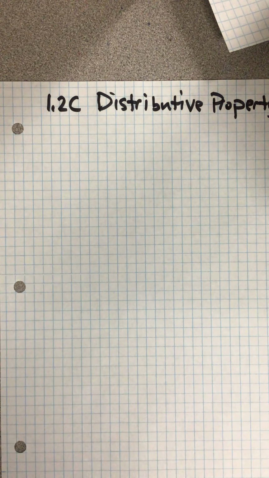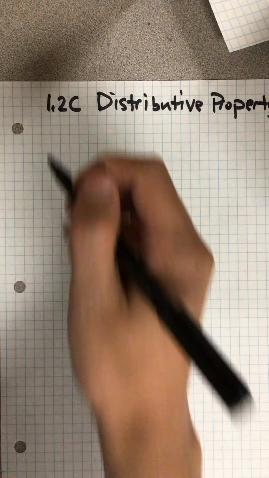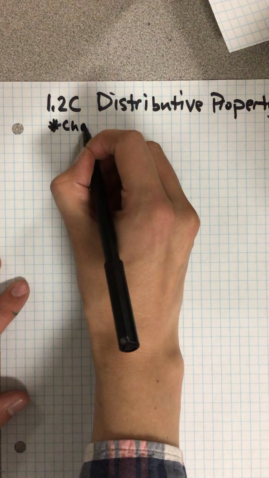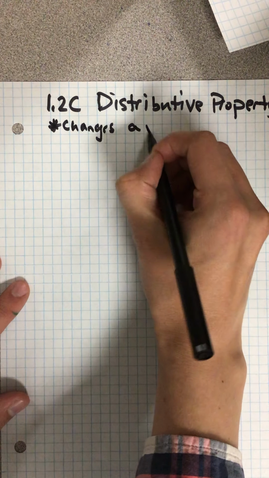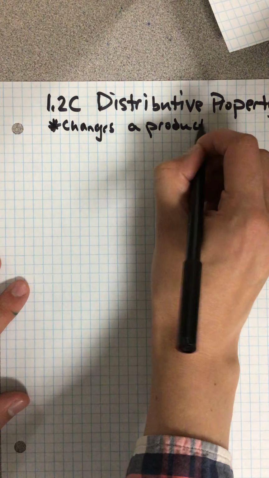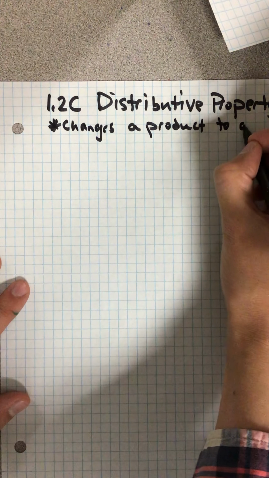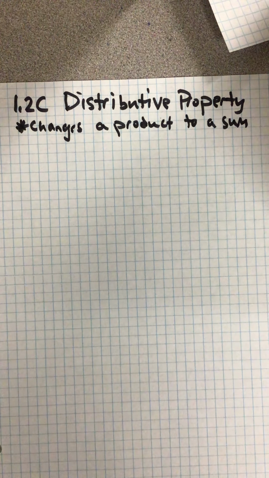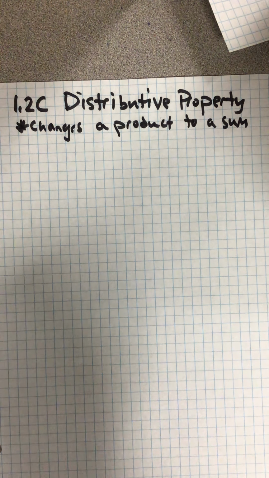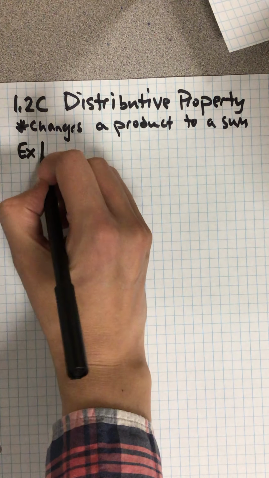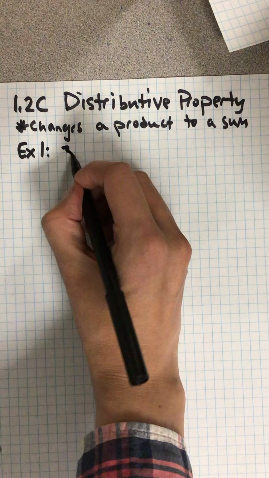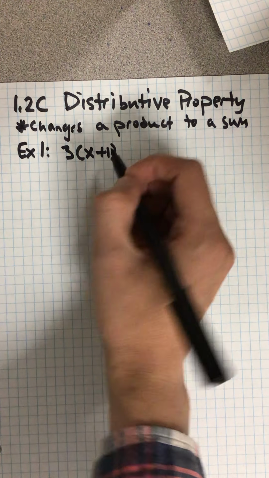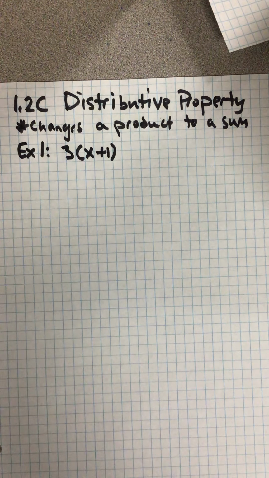And for the distributive property, essentially what this does is it changes a product to a sum. And it'd probably help if you could actually see the whole thing. Changes a product to a sum. And probably in hearing this, it doesn't really mean anything to you, so as always, let's look at some examples. This one, we're just pretty much getting right into the examples. Our first one is 3 parenthesis x plus 1 close parenthesis, and we need to use our distributive property.